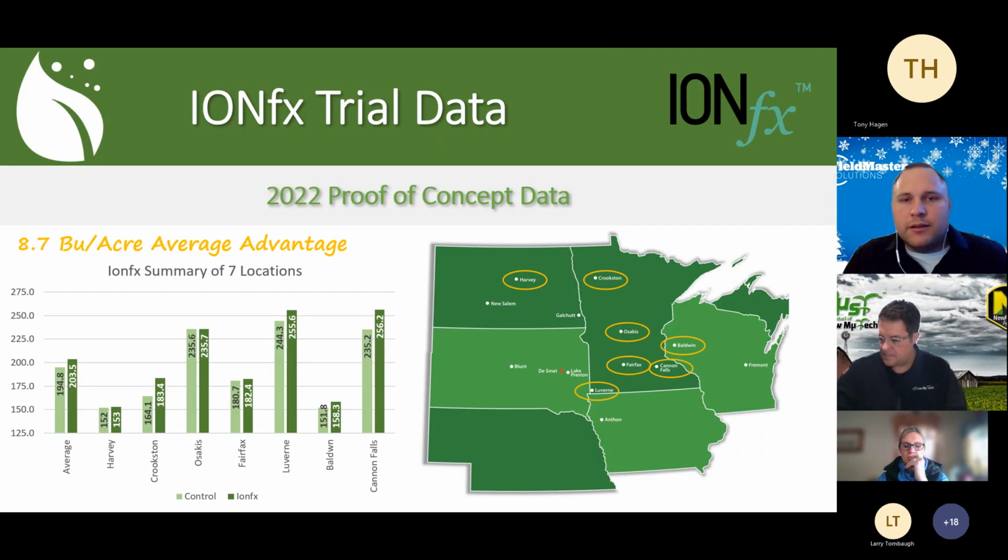And as we get to our data set, this is from this past season 2022. We had 7 locations with it. We averaged just over 8.7 bushel per acre with the product this year. A lot of these locations had heat and drought stress, so obviously that influenced it quite a bit. But it was just rock solid for us this past season across our plots as a seed coat.